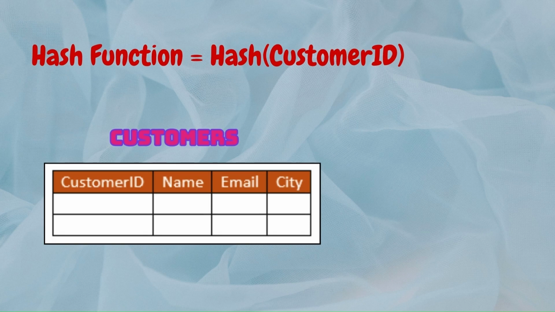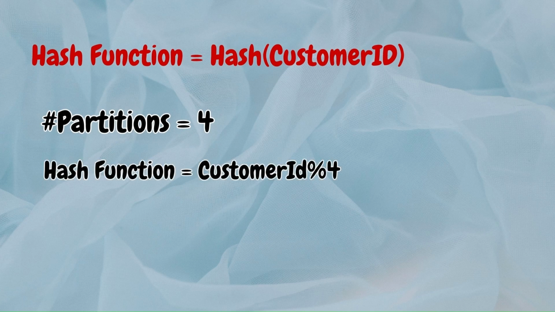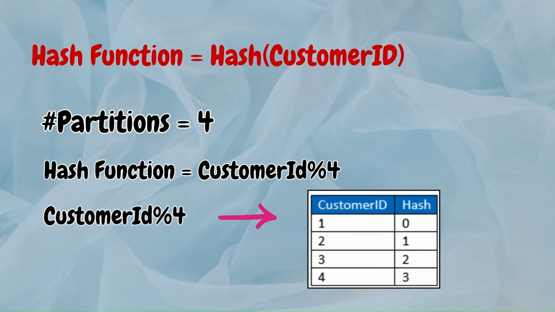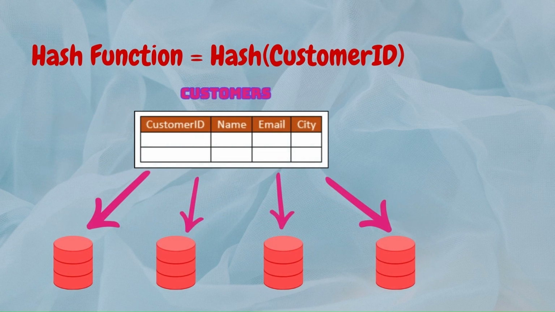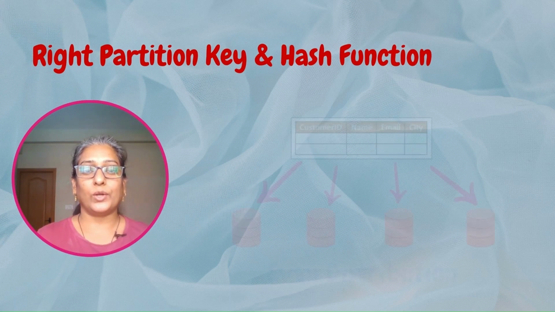The partitioning process involves the following steps. First step, determine the number of partitions. Let's say we want 4 partitions. Then second step, define the hash function. Choose a hash function for the customer ID column. Lastly, apply the hash function to each customer ID. This way, each customer record gets assigned to a partition based on its hashed customer ID. Choosing the right partitioning key and hash function is vital in hash partitioning to ensure the data is distributed evenly.